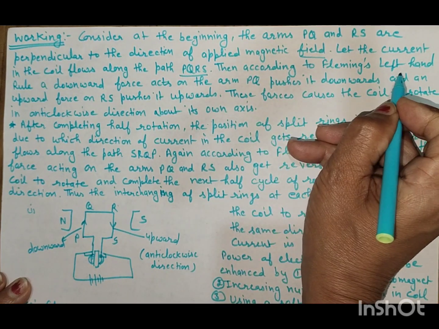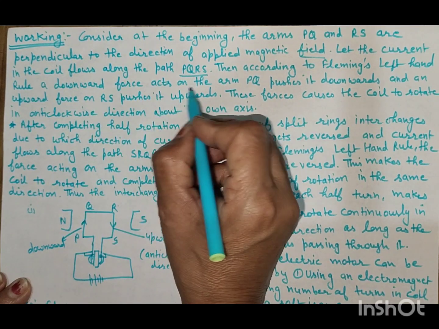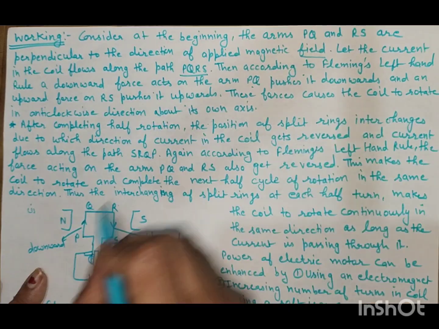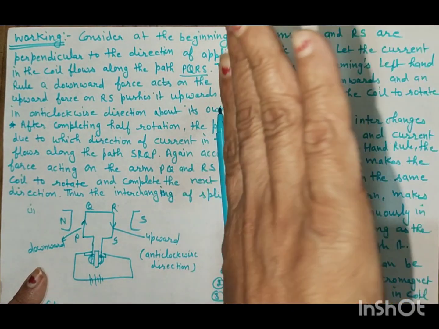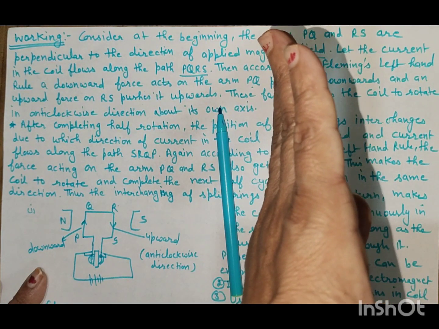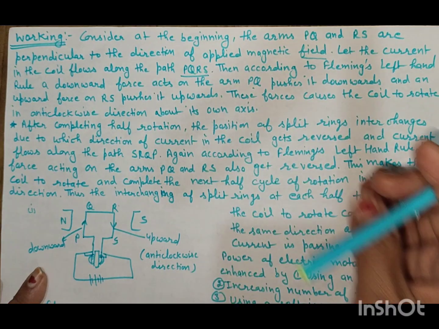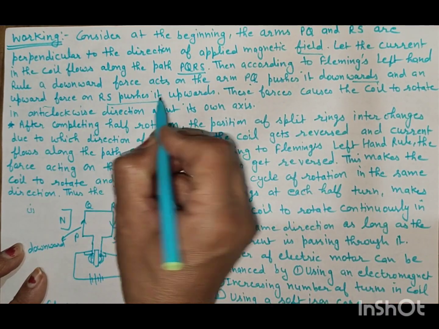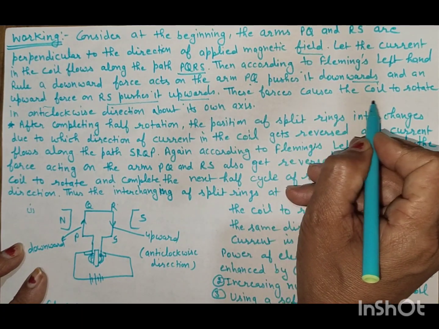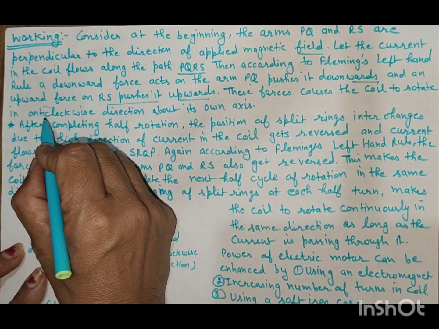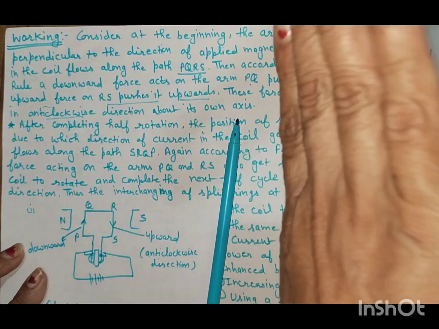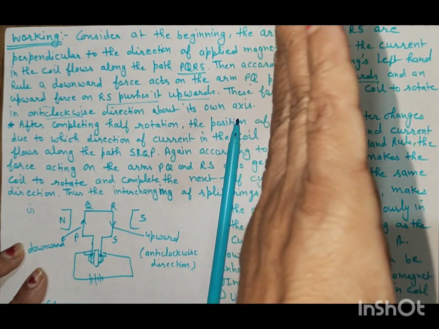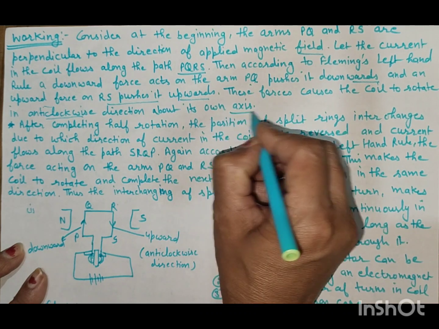Then according to Fleming's left hand rule, a downward force acts on the arm PQ, pushing it downward, and an upward force on RS pushes it upward. Just like this, PQ moves downward and RS moves upward. These forces cause the coil to rotate in the anti-clockwise direction. This is at the parallel position, then it moves in the anti-clockwise direction about its own axis.